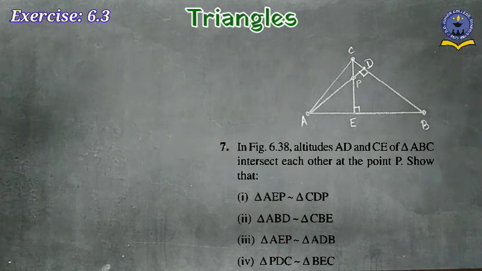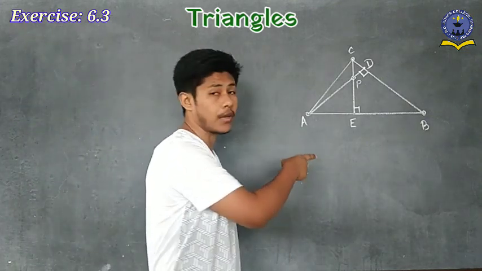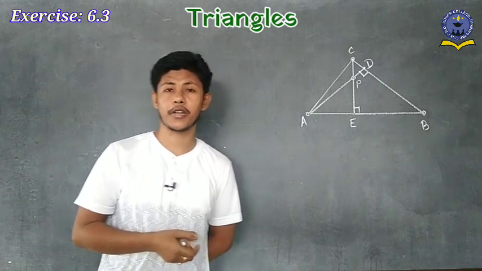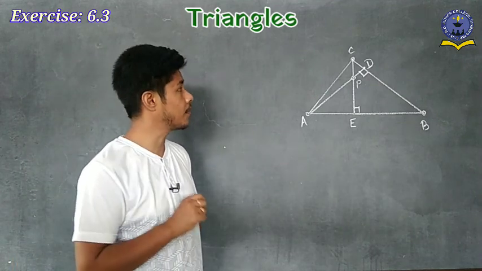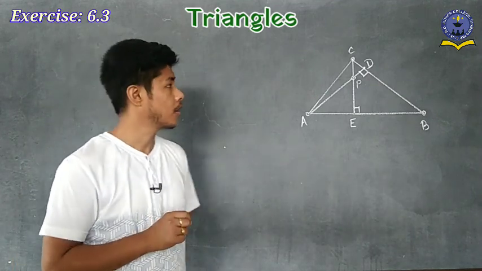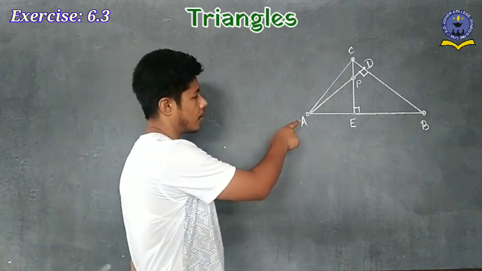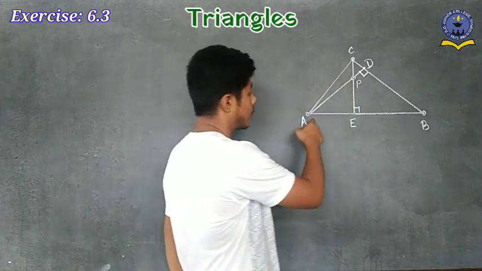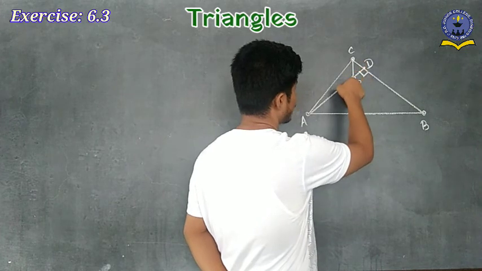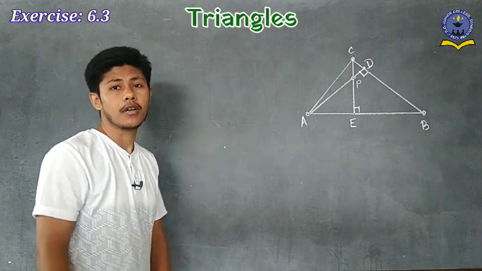Very simple question here. The first one is AEP and CDP. When this type of question is given to us, we just have to identify the triangles. So now we identify these two triangles from the diagram. AEP, that means this one is a triangle, and the second one is CDP, that means this one is a triangle. We need to prove these two triangles are similar.